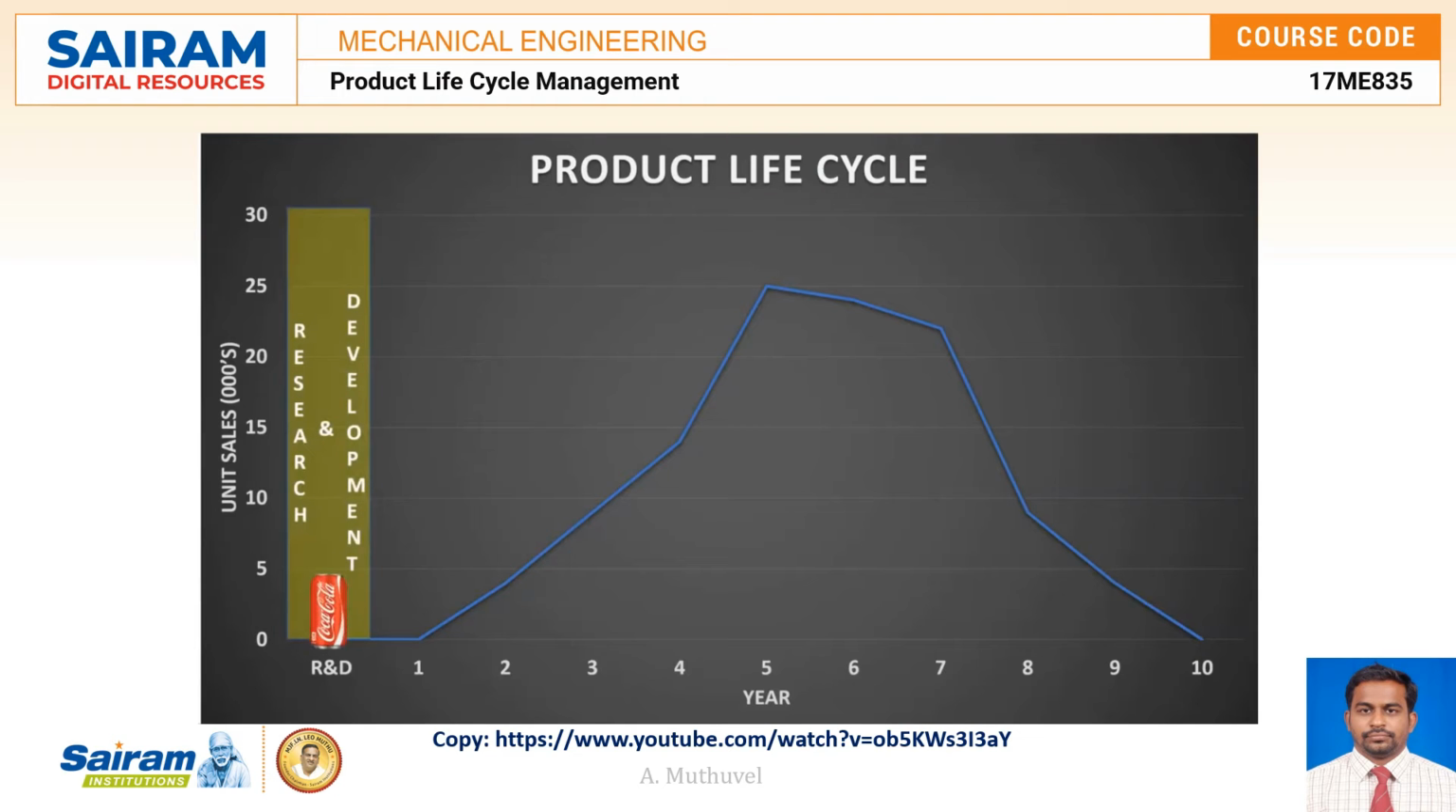So, first of all, the product life cycle starts at the research and development stage. This tends to be very time consuming and costly as the product is being designed and isn't yet produced. Therefore, there are no sales, so cash flow is negative at this stage.